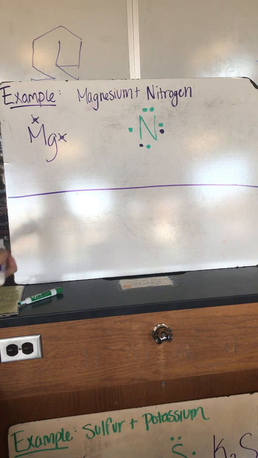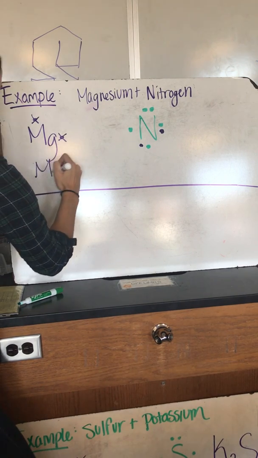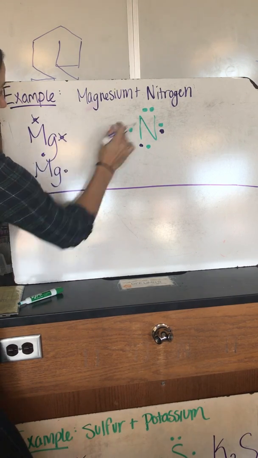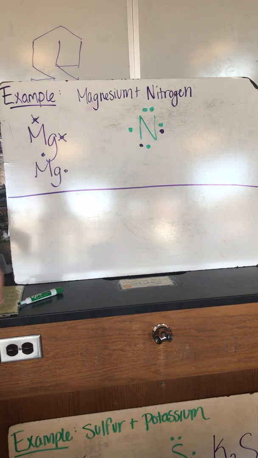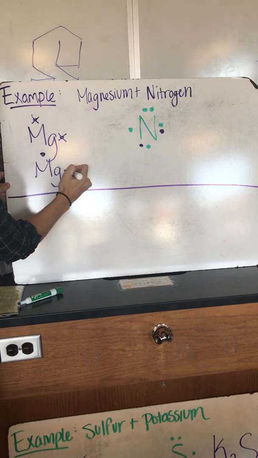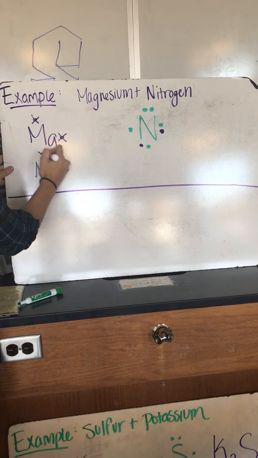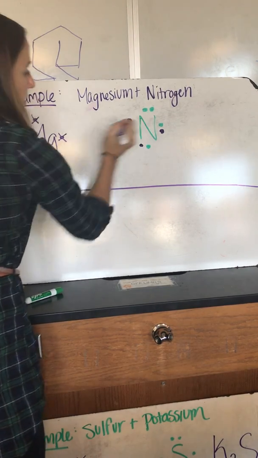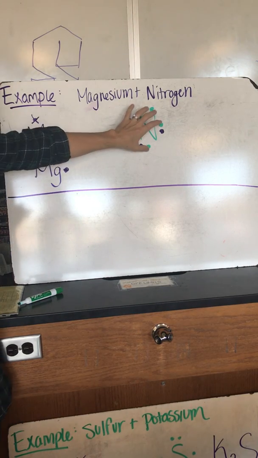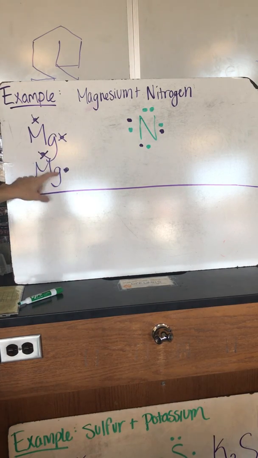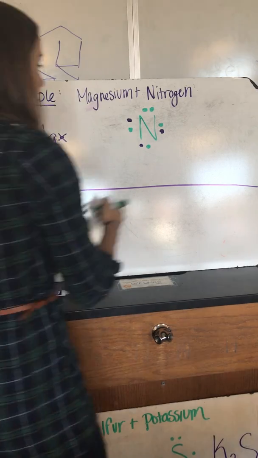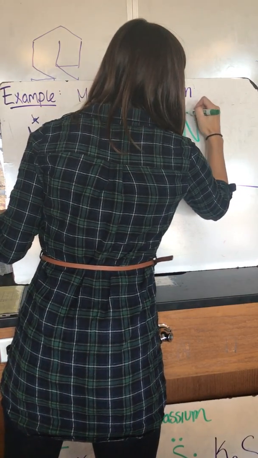So what we're going to need to do is add another magnesium because we haven't met that goal over here. So if I add another magnesium, I then can take one of those electrons, this one, and give it over here to that. So now this one's full, okay? But if you see now, I have not gotten rid of all of my electrons here. So I'm going to actually have to add another nitrogen.